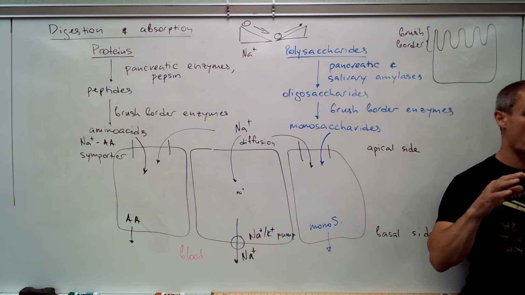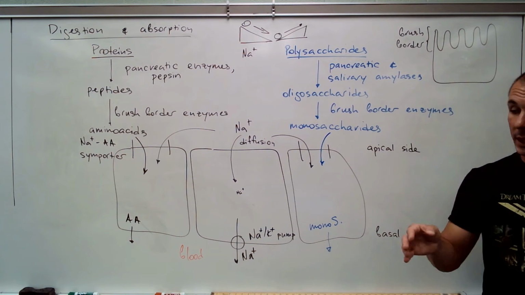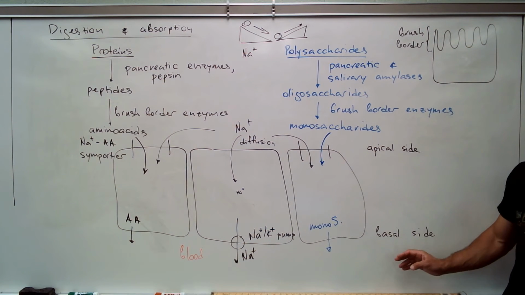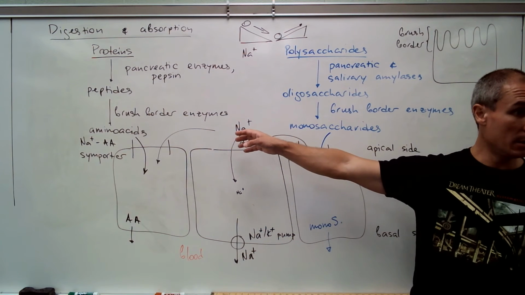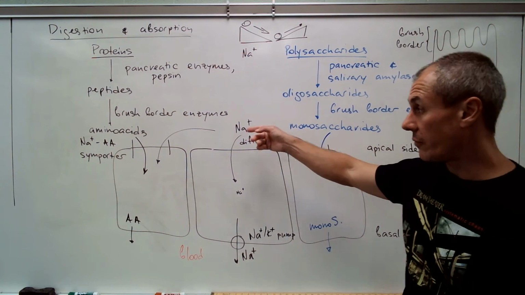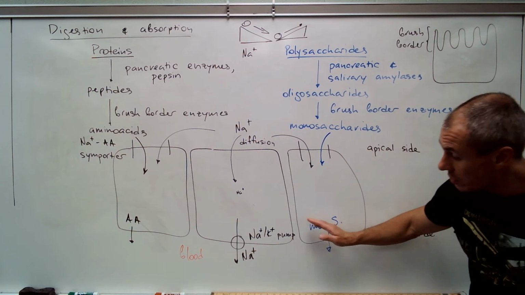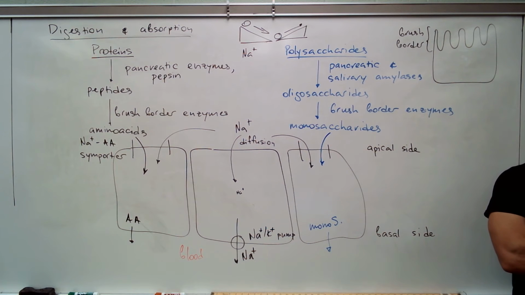So if we want to describe the transport of sodium, what do we see? We see active transport of sodium on the basal side, and it drives the diffusion on the apical side. Diffusion on the apical side drives secondary active transport of amino acids and monosaccharides, which then use facilitated diffusion to go here. Does that make sense? Good? Questions?